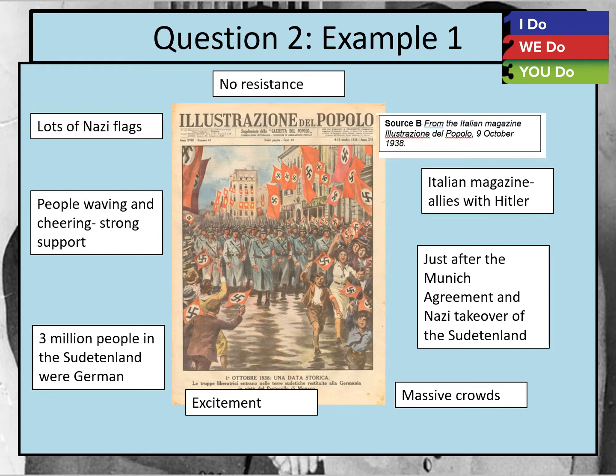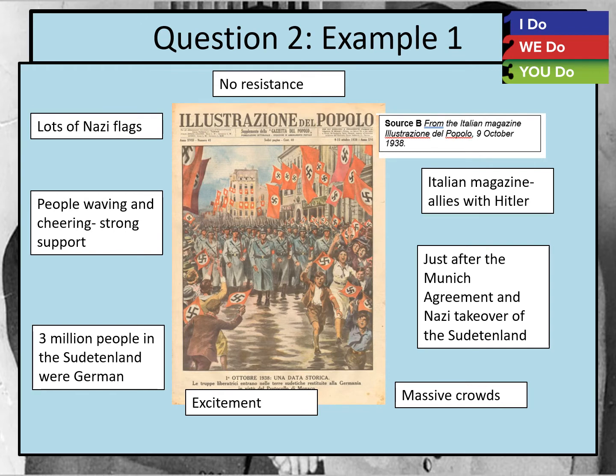So part of this is that this is an Italian magazine, remember they're allies with Hitler. They know this is what it's going to look like. So they're kind of anticipating the welcome. So this isn't a real look at what happened. This is an Italian interpretation of how the people of the Sudetenland were going to respond. And they were going to respond according to Hitler's ally here, really excitedly.